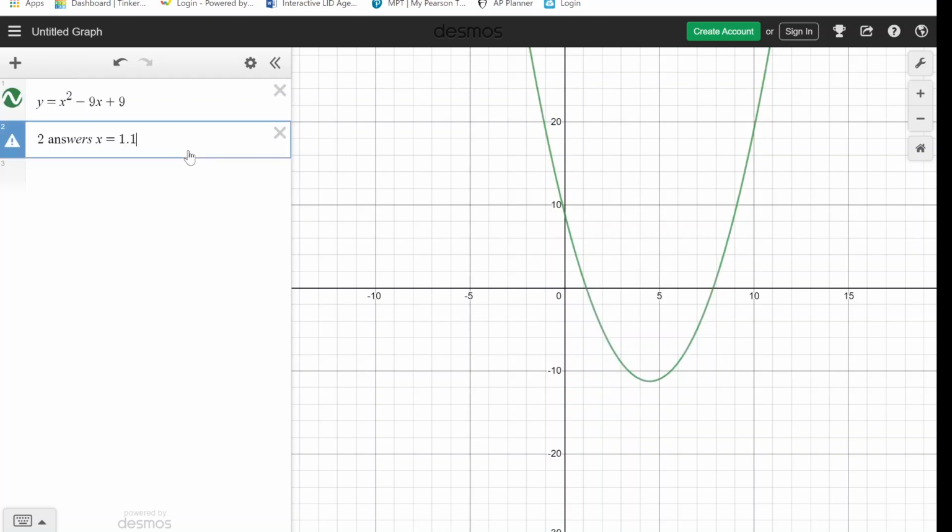1.146. And 7.854. So I'd say x equals 7.854.